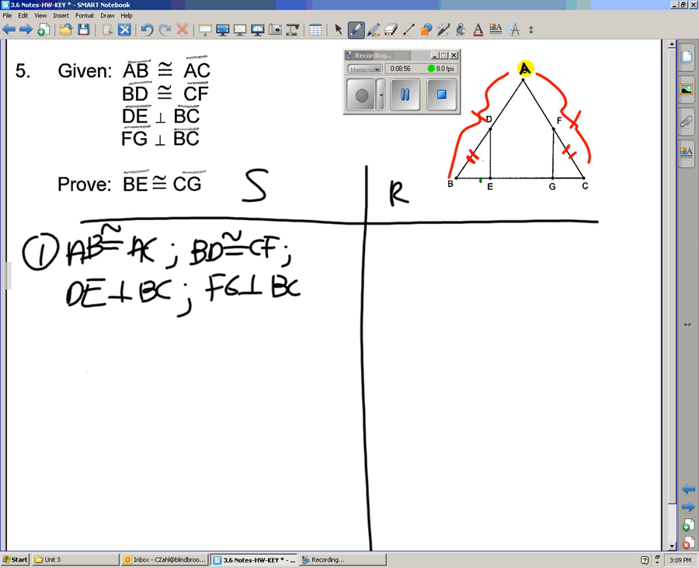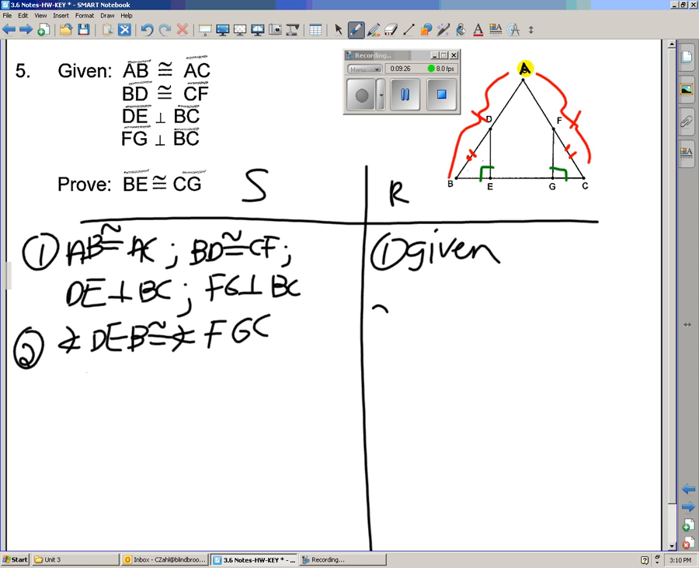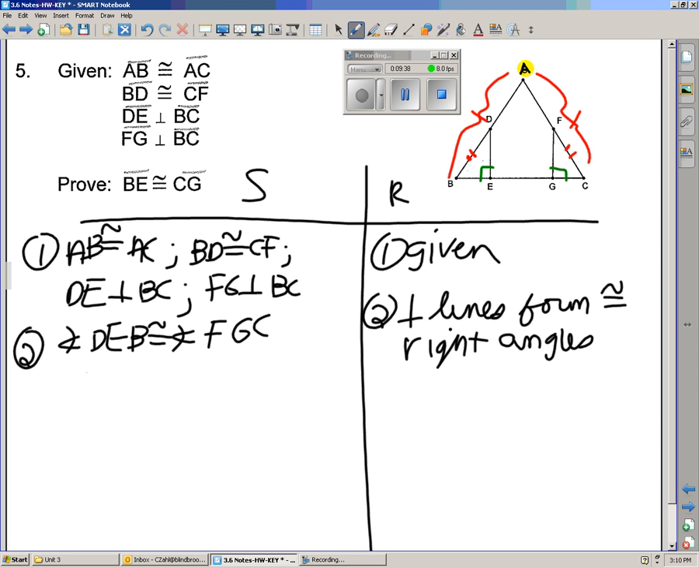And while it's true that all 4 of these are right, the only angles that we need are the ones inside those small triangles. So all that we really need to talk about in our proof is how this angle and this angle are right. So I forgot to write given here. There we go. Number 2, 3 letters, angle DEB is congruent to angle FGC, and this reason is perpendicular lines form congruent right angles. So we got that going on.